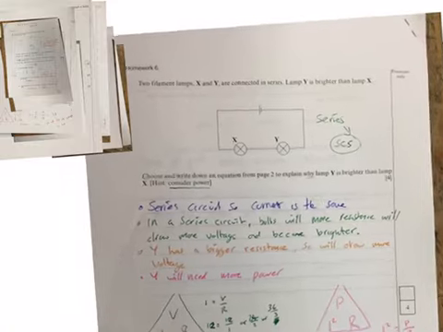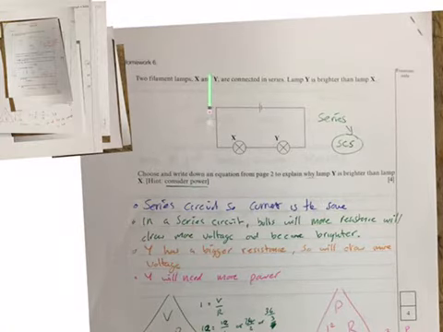So on 20, the filament lamp X and Y are connected in series. Lamp Y is brighter than lamp X. All right, so here we go. This is unlikely to come up, but I'm going to do it anyway. Choose and write down an equation from page 2 to explain why Y is brighter than lamp X. Consider power. There's a hint.